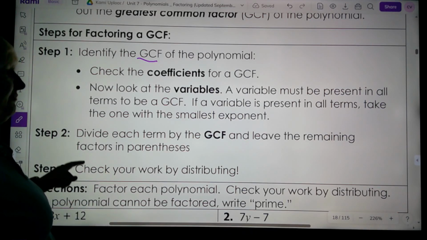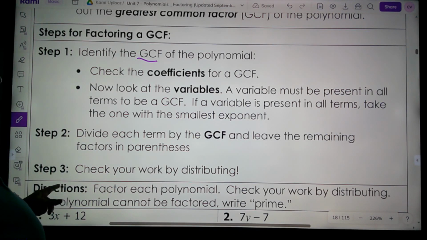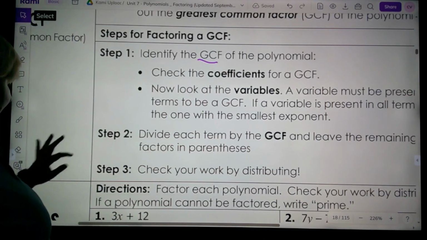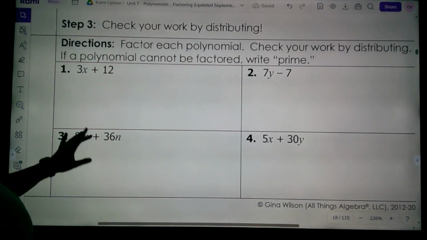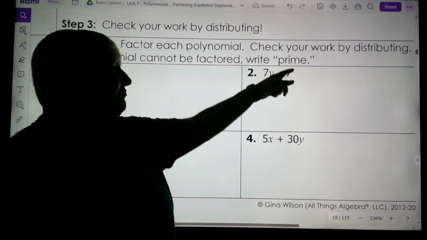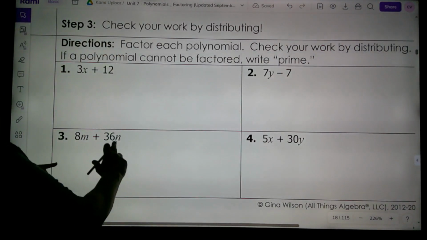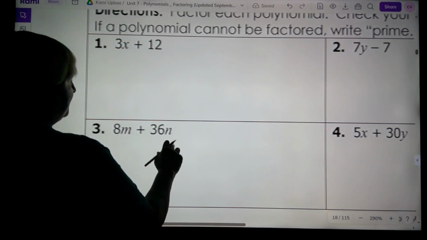Right? Divide each term by the greatest common factor and leave the remaining factors in parentheses. Check your work by redistributing. Factor each polynomial, check your work by distributing. If a polynomial cannot be factored, write prime. If there's nothing in common between the terms, it's prime.